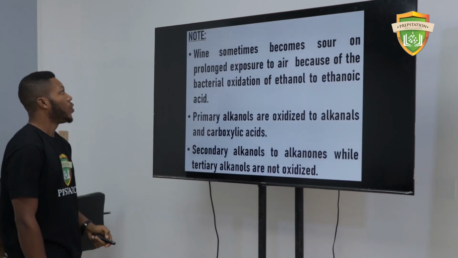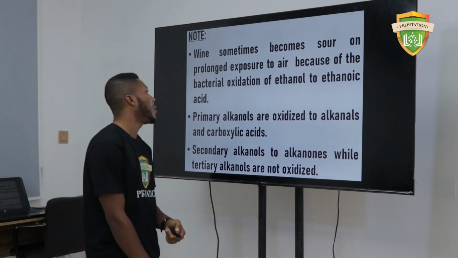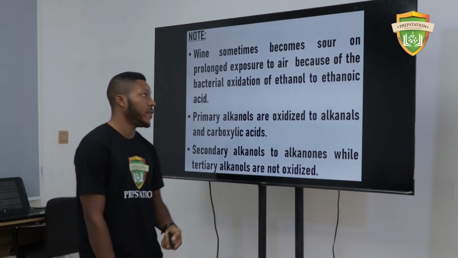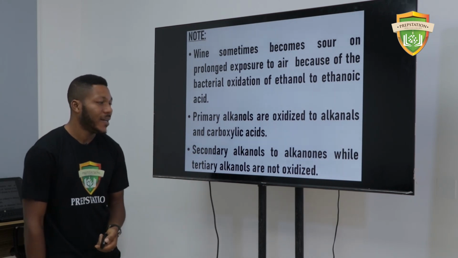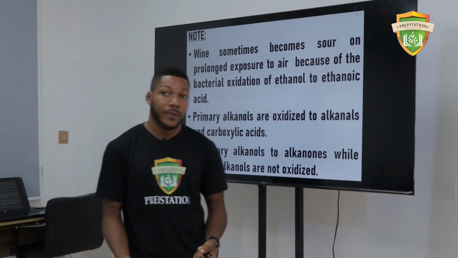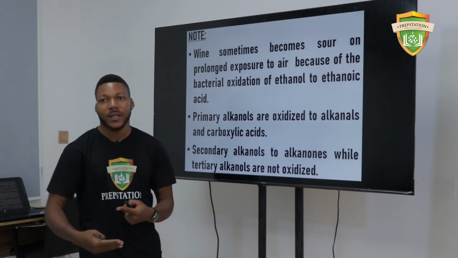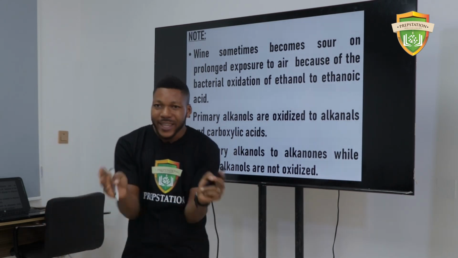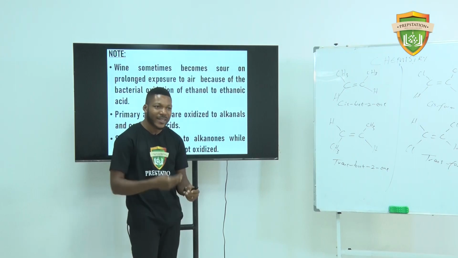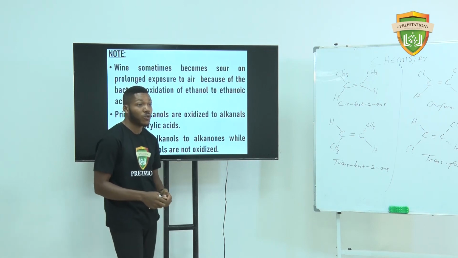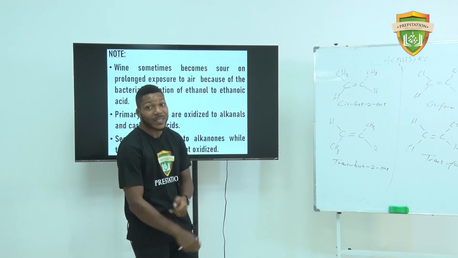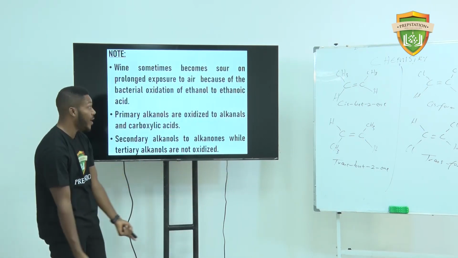All right. So note, wine sometimes becomes sour on prolonged exposure to air because of the bacterial oxidation of ethanol to what? Ethanoic acid. Most people would like drinking palm wine. If you keep it for a longer time, you know, the taste will change because there is an oxidation process that has taken place. From the normal sweet taste of ethanol to alkanal, you keep it for a longer time, you change to an acid. So it's not very good to drink fermented palm wine because it has changed to acid. It may react with our system.